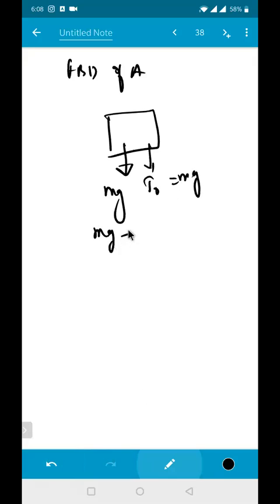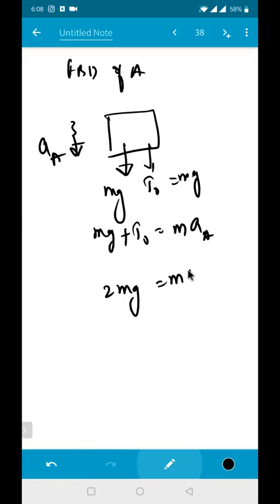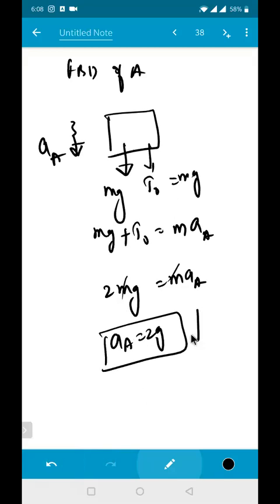That means this mg plus your T naught must be equal to, this body is moving down with an acceleration here now. So that will be equal to m into the acceleration of your A. Right now, this will become 2 times of your mg is equal to m into acceleration of your A. So this m gets cancelled. So the acceleration of A will become how much for me? 2g. In which direction? Downward direction.